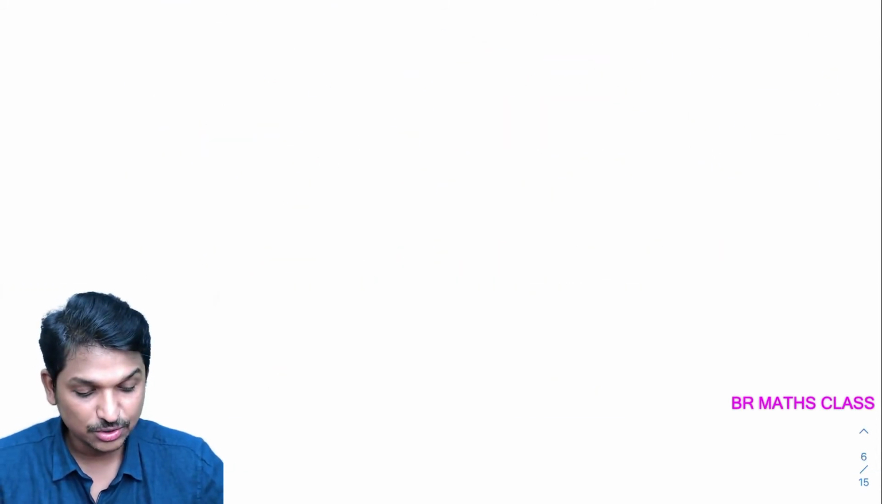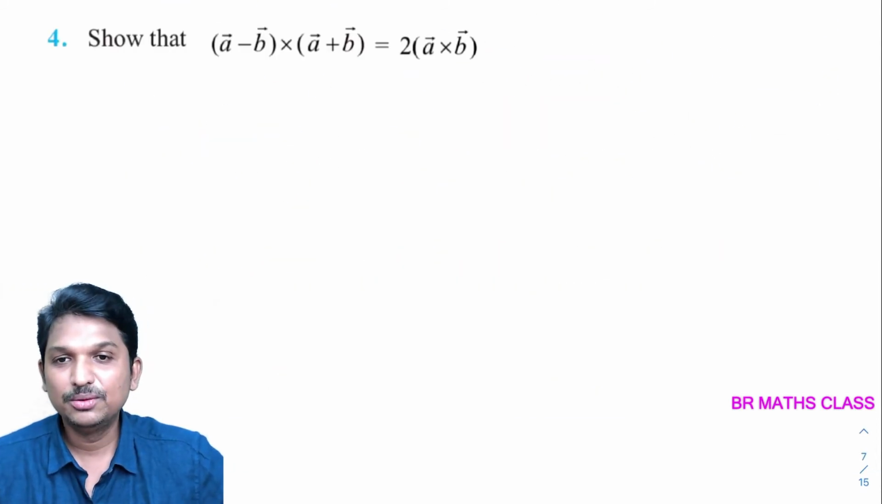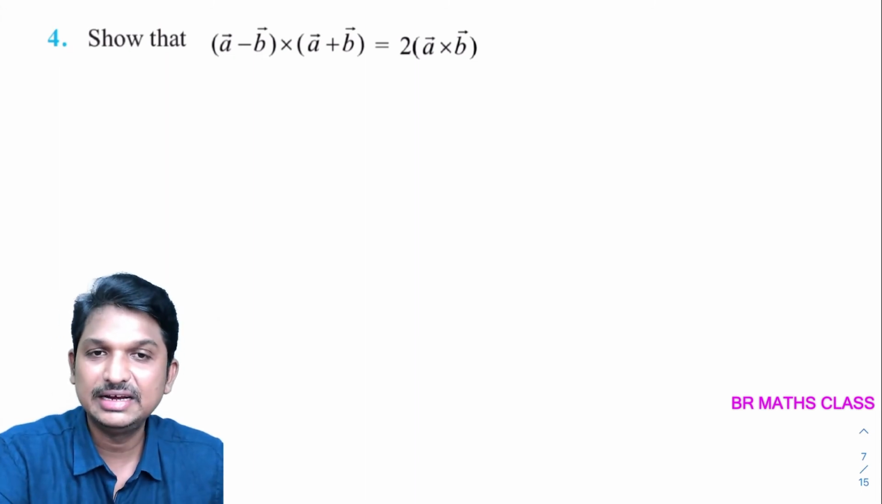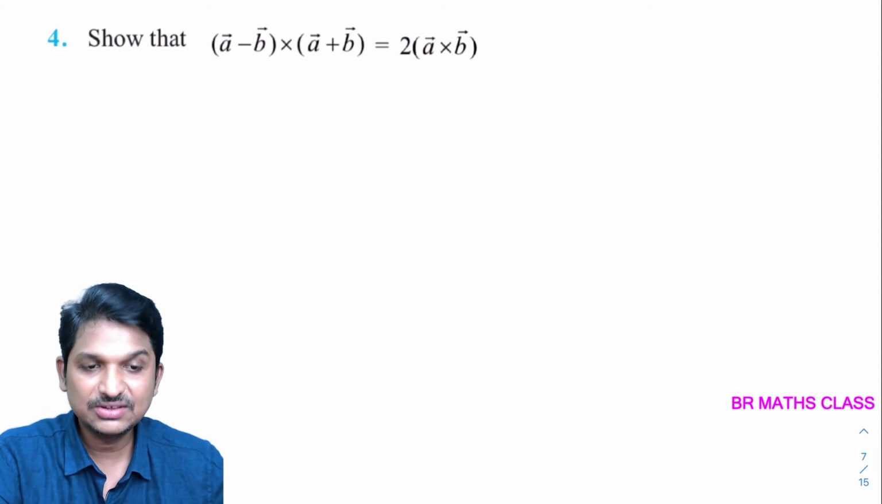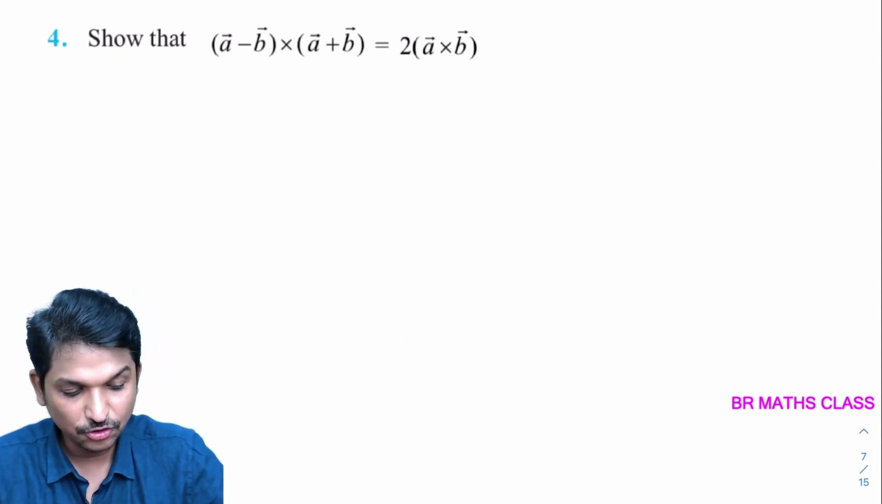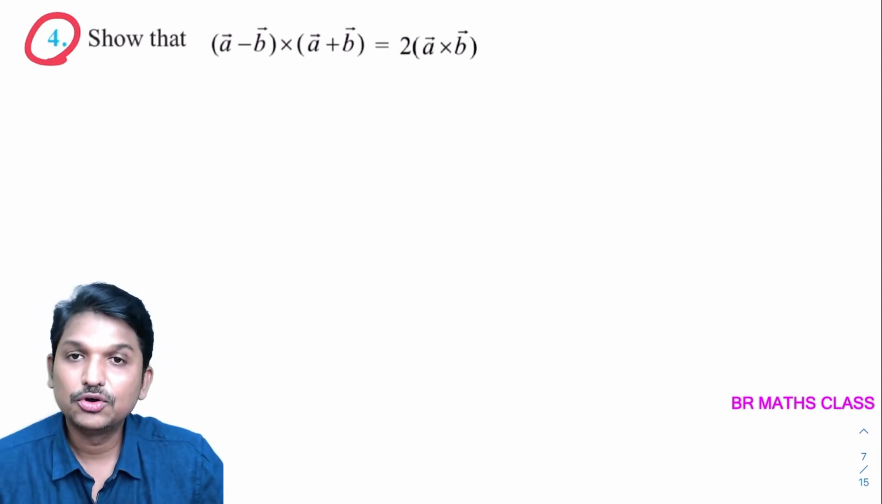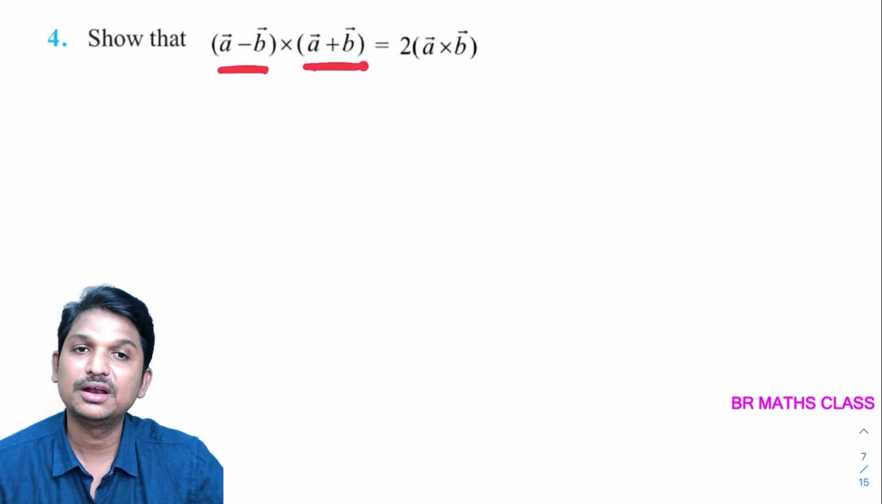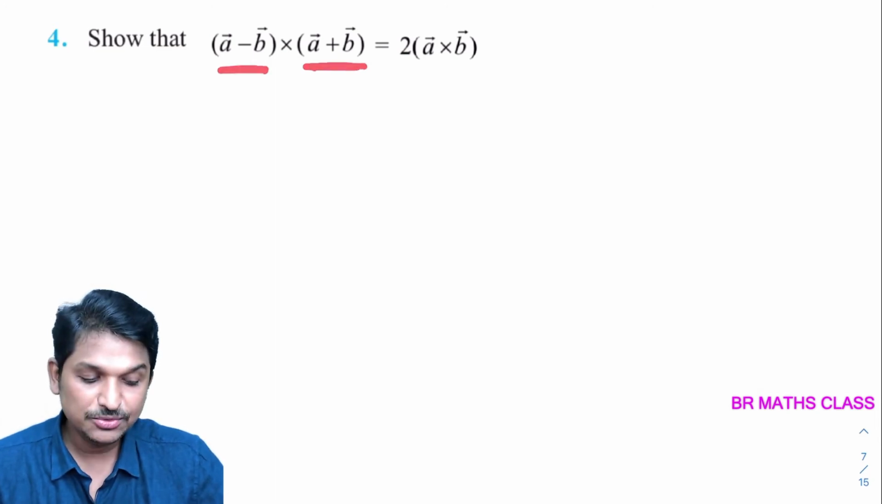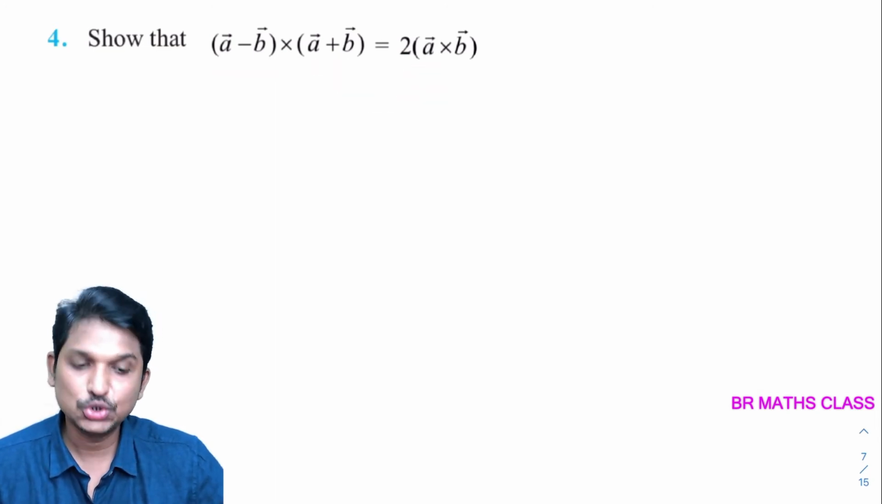Now we'll move to the next problem. This is a somewhat easy problem. See, the first 5 to 6 problems are a little lengthy. After that they are somewhat easy. Please see this question. Question number 4. What are they asking? Show that A bar minus B bar cross A bar plus B bar equals 2 times A bar cross B bar. I need to show this.